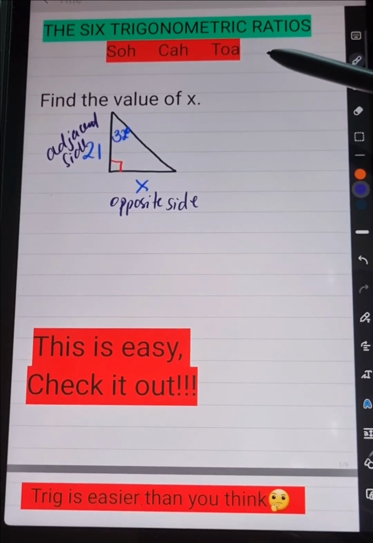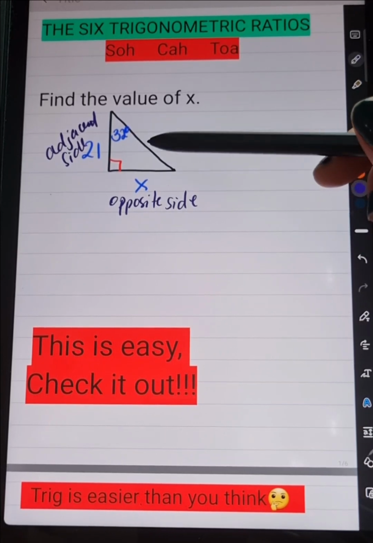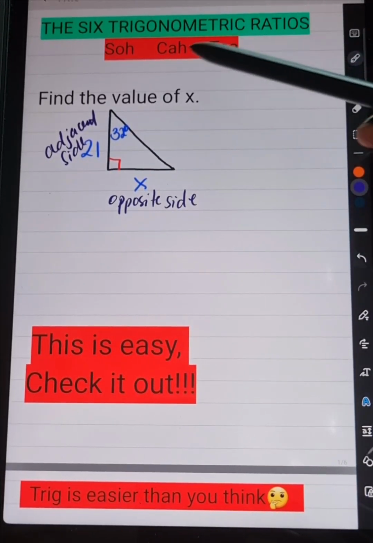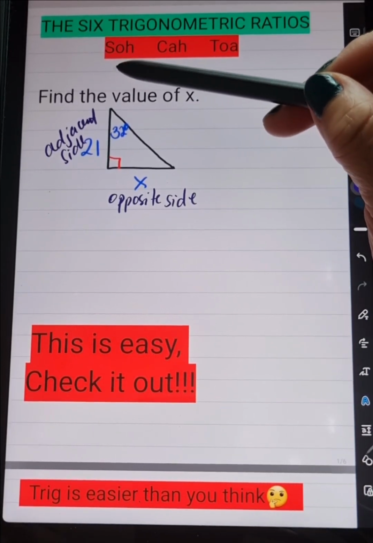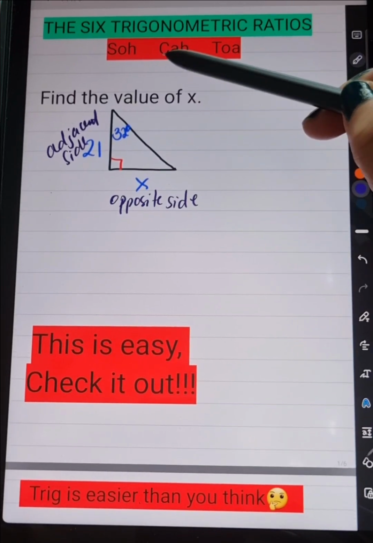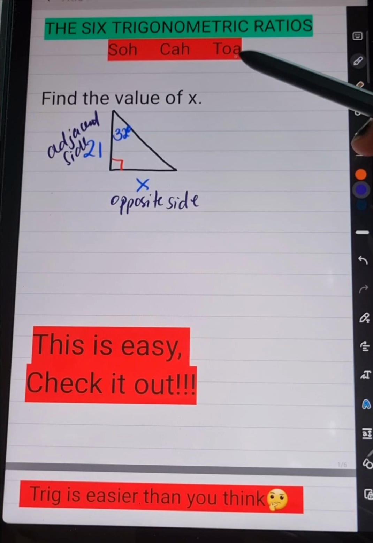In this video, you're going to learn how to find for the side of the right triangle or the angle of the right triangle using the 6 trigonometric ratios. But let us recall the 6 trigonometric ratios. We have sine that is equal to opposite over hypotenuse, cosine adjacent over hypotenuse, and tangent opposite over adjacent.